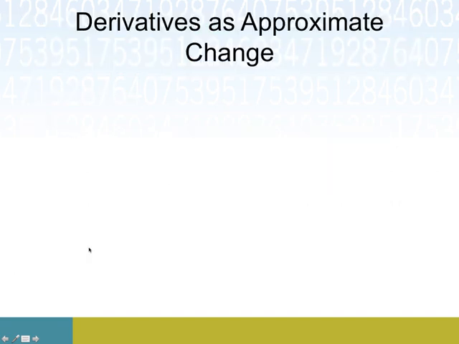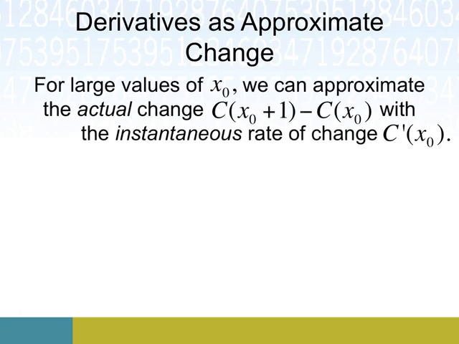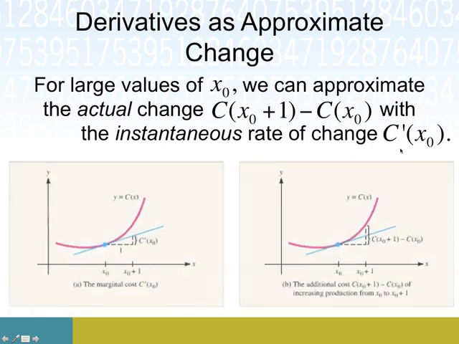So we'll formalize this using kind of a theorem, as it were. This becomes more accurate if we're looking at big numbers for x, like the difference between 1,000 items produced and 1,001 items produced versus 5 and 6. But as you can see from the last example, it can still be pretty accurate. So what we see is that this actual change when we increase units by 1 can be approximated with the derivative. So this is one excuse for using the derivative.